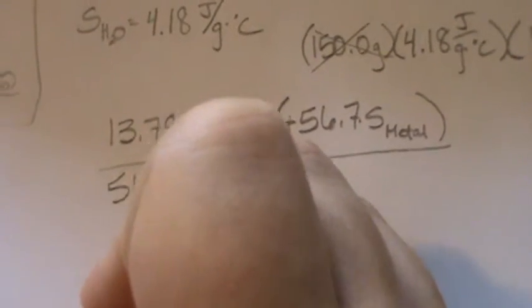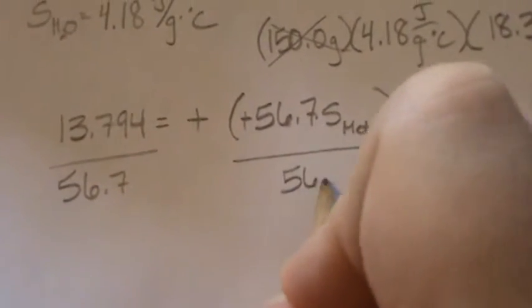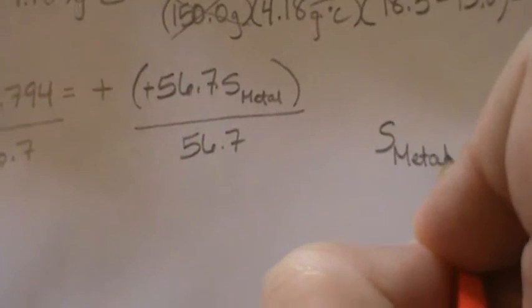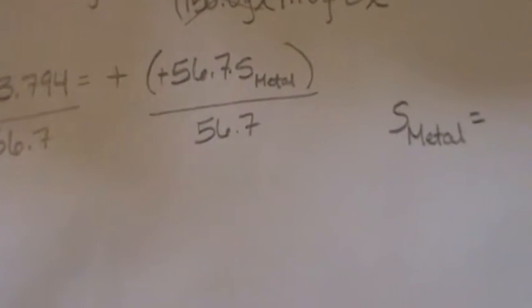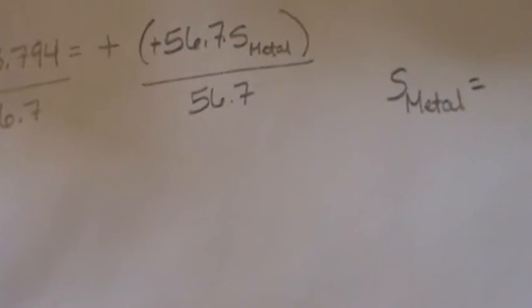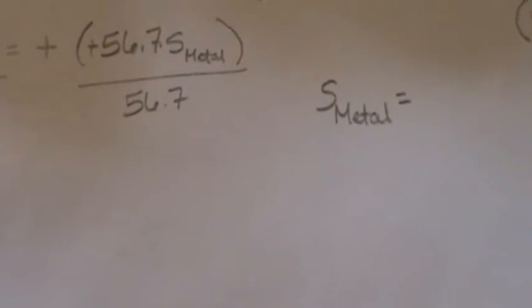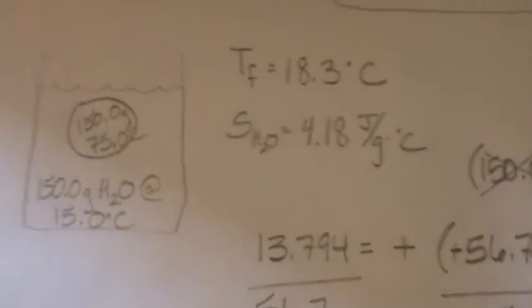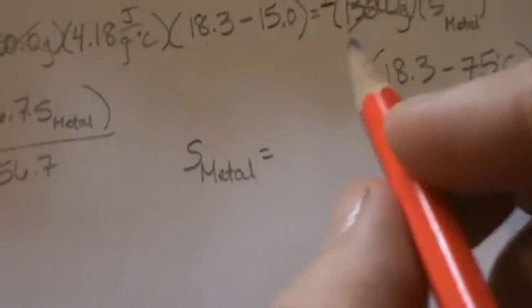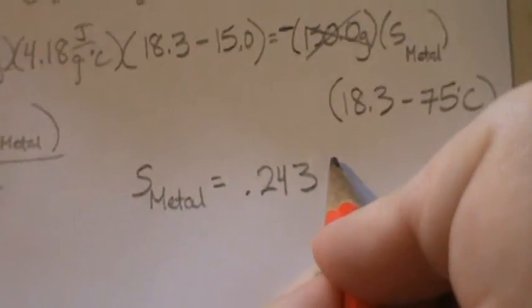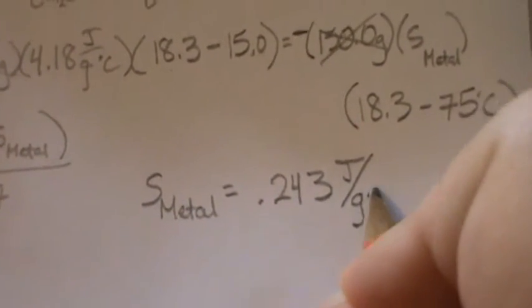Okay. These cancel each other out. I'm going to divide both sides by 56.7, and I will get that the specific heat of my metal is equal to 13.794 divided by 56.7. And it looks like I can have 3 significant figures, so this will become 0.243 joules per gram degrees Celsius.